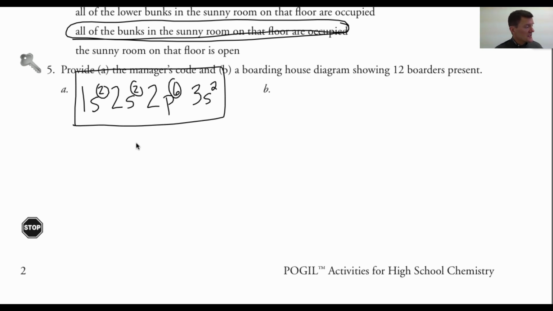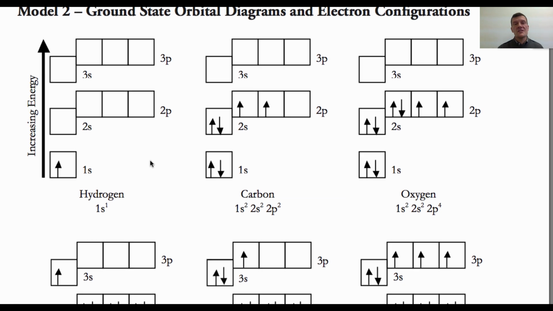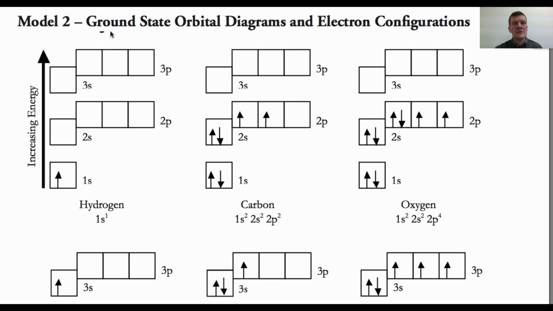All right, let's look at model number 2 now. You'll notice very similar in the diagram. Now we're going to be talking about, instead of a boarding house, actual energy levels for electrons. So these are ground state orbital diagrams and electron configurations. Ground state means every electron is at its lowest energy position. None of them are excited and jumping up to higher energy levels. Okay?